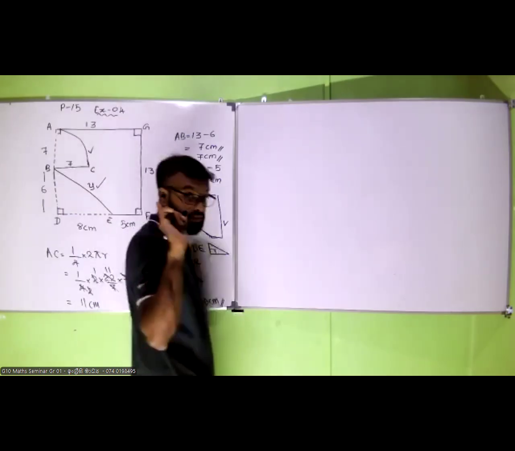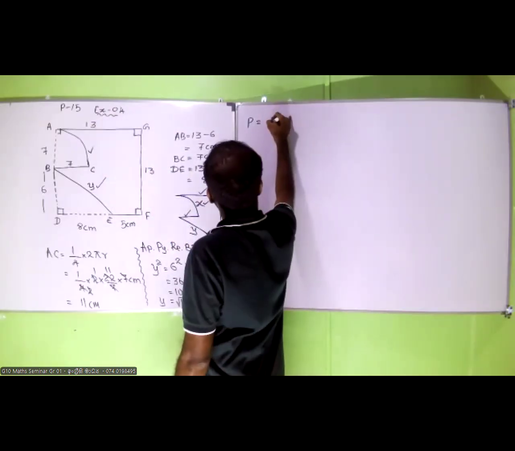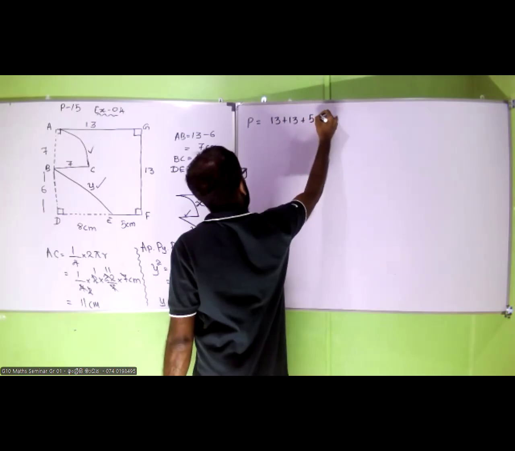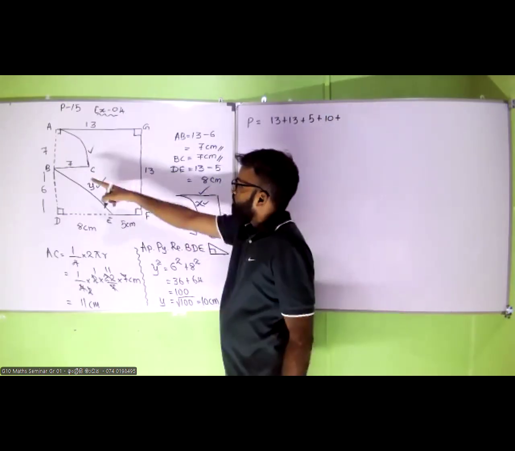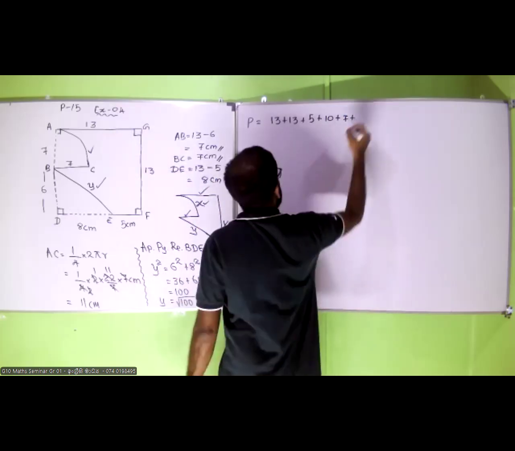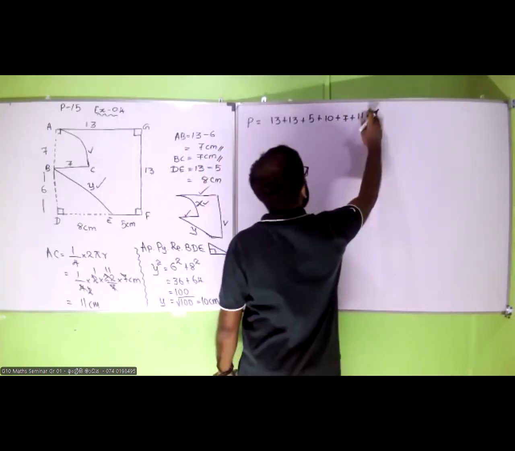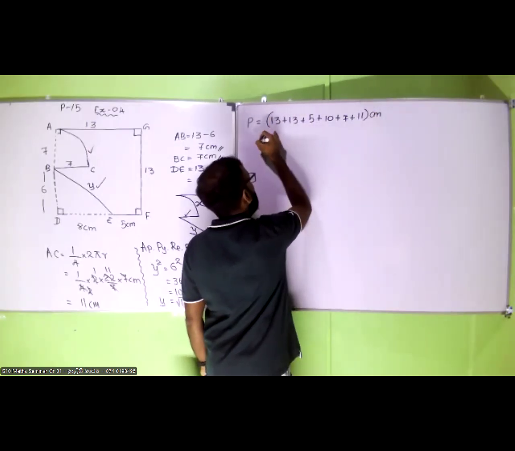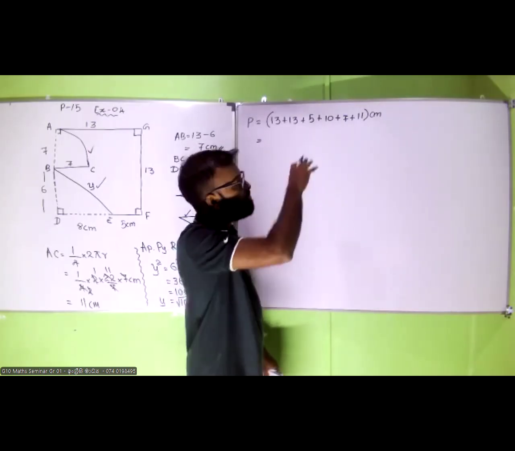So you know how to find the perimeter of this figure. P equals 13 plus 13 plus 5 plus y, we have found 10, plus 7 plus AC, 11, close bracket, centimeter, because centimeter is common for all the lengths. I am not going to repeat centimeter each and every time. I have used a bracket and put centimeter outside of that.